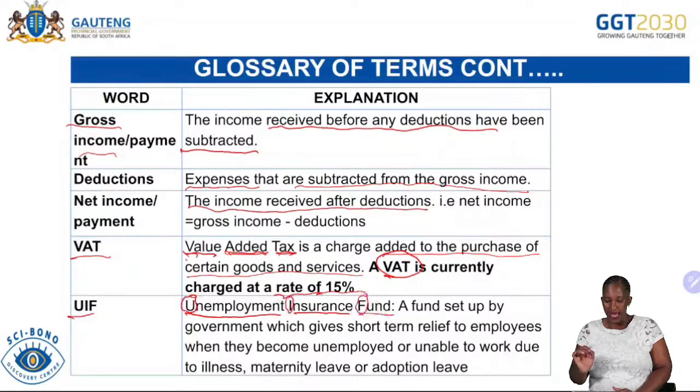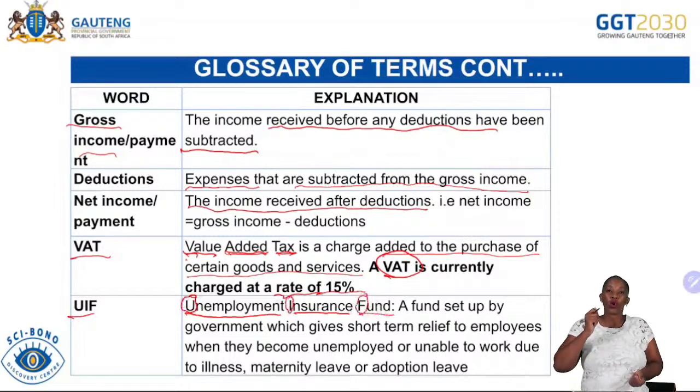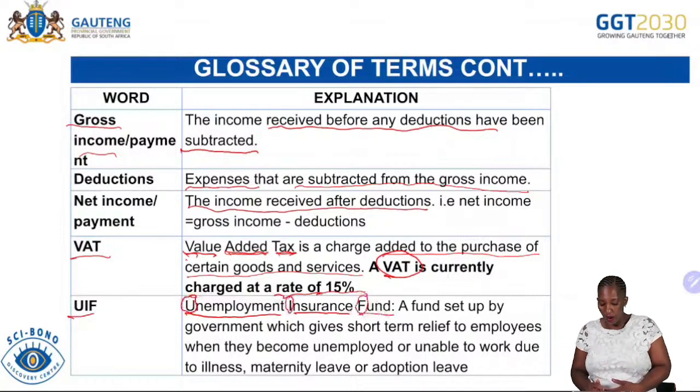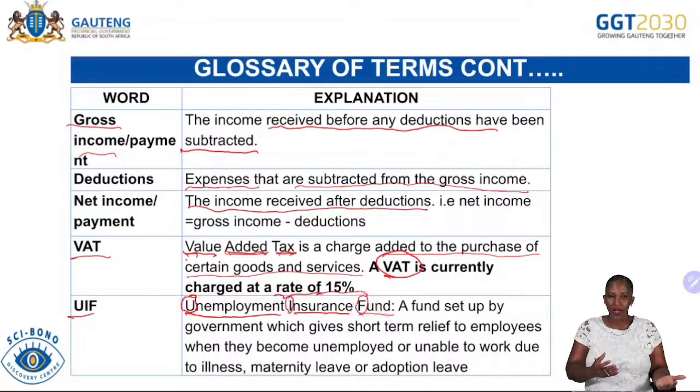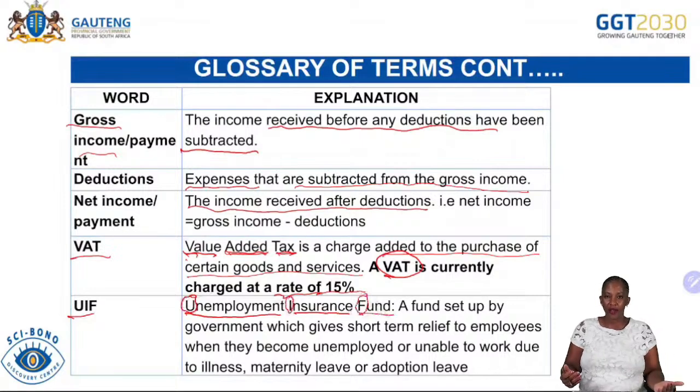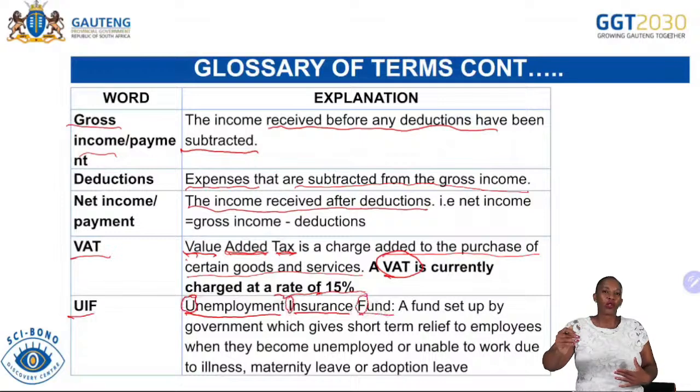If you are not working and you have been contributing towards the Unemployment Insurance Fund, you are able to go and claim the money that you have contributed. It will assist you while you are still looking for another job, or maybe you are unable to work due to illness, or you are on maternity leave, paternity leave, or adoption leave. So when you are unable to work, you are able to claim from the UIF, because it's a temporary relief.